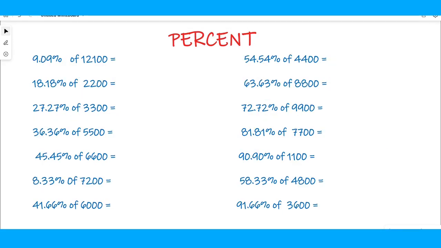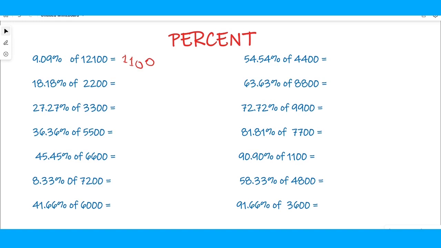Now we go to the next set of questions. 9.09% of 12,100. 9.09% is 1 upon 11. Thus 9.09% of 12,100 is 1 upon 11 of 12,100. So we divide 12,100 by 11 and we get 1,100. Thus 9.09% of 12,100 is 1,100.